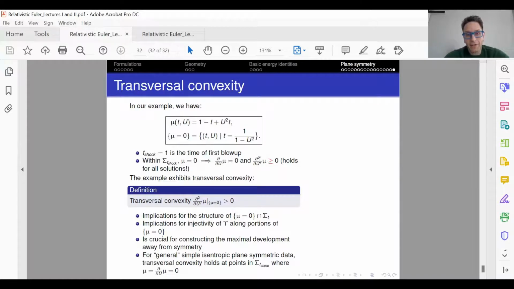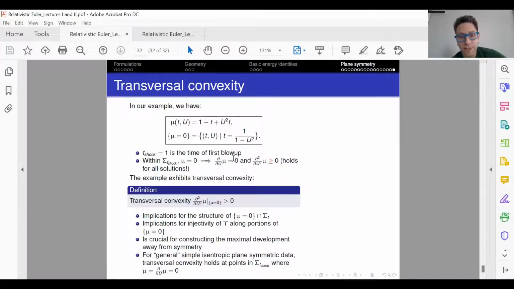And on the other hand, the Hessian with respect to u, I should say, should be non-negative, because if it were negative, then you would Taylor expand and mu would decrease, and that's impossible because mu is not allowed to be negative. It has to be everywhere non-negative. And so this is basically a statement that holds for all solutions. This argument works not just for this example, but for all solutions.